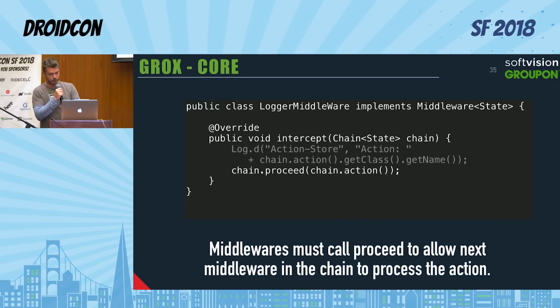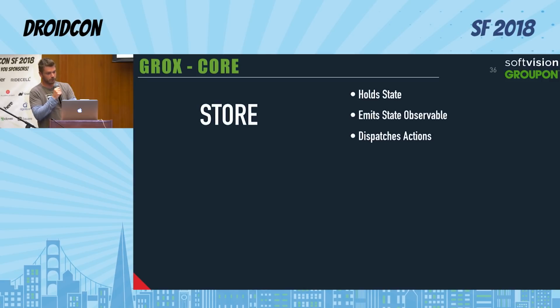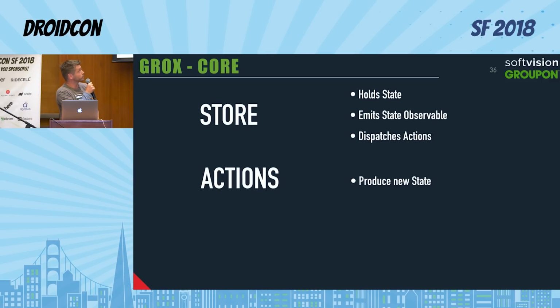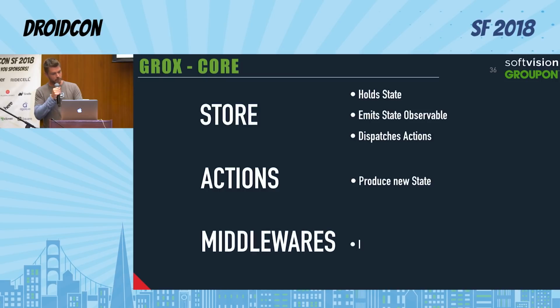So let's wrap it up. Inside the Grox core, we have three main entities. The first one is a store. The store holds the state, it emits a state on an observable, and it dispatches actions. Actions are going to produce a new state given an old state. And middlewares are here to intercept state changes and basically add functionalities to your store.